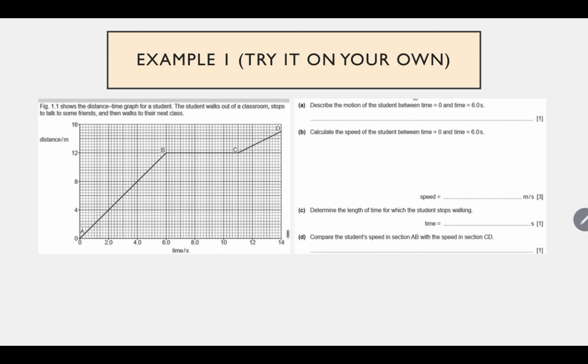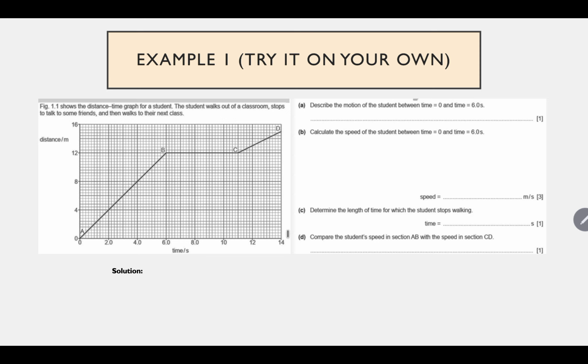Determine the length of time for which the student stops walking. When did he stop walking? As we said, from B to C. So that's from 6 to 11. So this should give you 5 seconds.